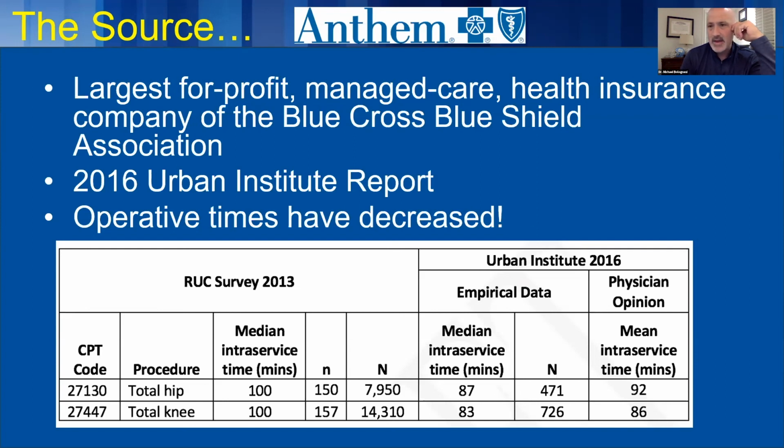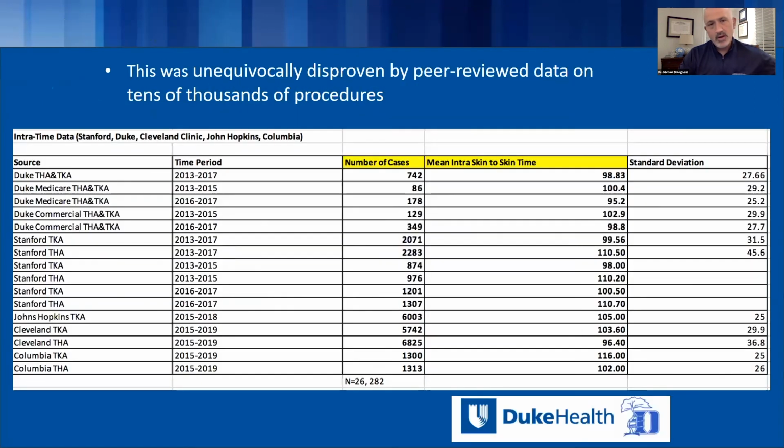The data that they used to make this argument was based on a study from the Urban Institute. It was a study paid for by CMS. And basically you see the total number of cases there under Urban Institute, a little over 1,000 cases, trying to say that we had dropped 15 minutes or so and therefore should have lost that percentage of our reimbursement.